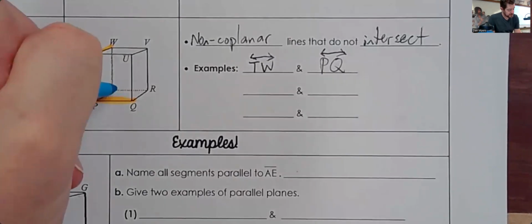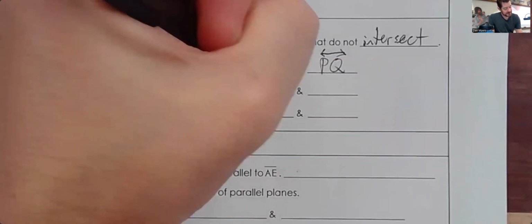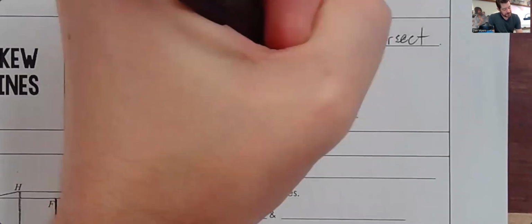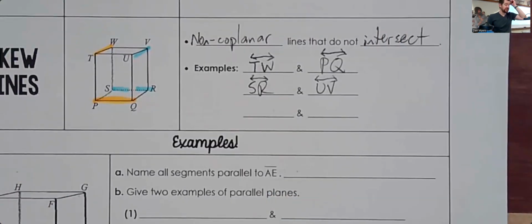SR and UV. Yeah, that works. SR and UV. So line SR, line UV. By the way, there's more than just 3 examples on here, but we're just going to name 3 of the ones that are on there.